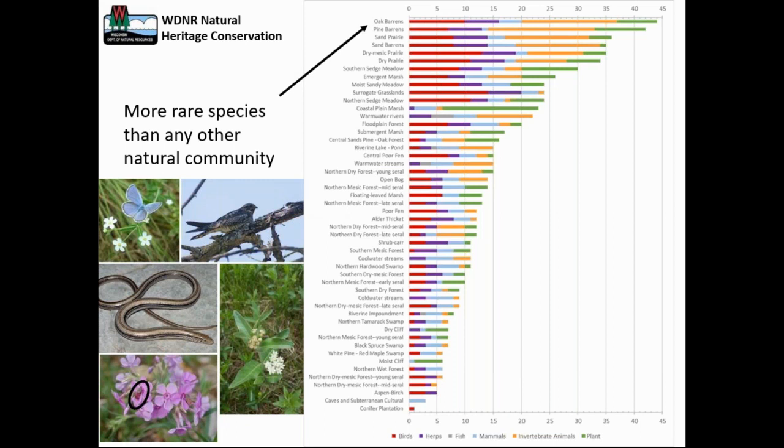Oak barrens are not only rare, but they contain more rare species than any other natural community. This rather complicated bar chart shows the number of rare species that are strongly associated with various natural communities. This one is a subset of communities and species that occur in the Central Sand Plains ecological landscape, the central part of the state, Glacial Lake Wisconsin, a big area for oak barrens. In terms of the number of rare species associated with each community you might find there, oak barrens ranks at the top. Notice that it's also followed very closely by related natural communities like pine barrens, sand prairie, sand barrens, dry mesic prairie, and dry prairie.